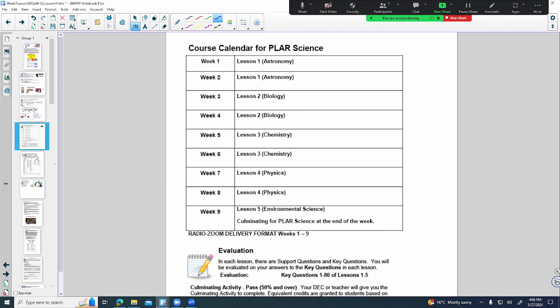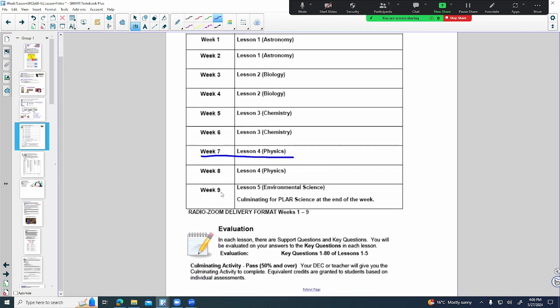So we are here, week 7, lesson 4, physics. We might not need all 4 classes because lesson 4 is shorter, so we might only have this week to do physics. We will be finishing up lesson 3 today, and then we will start with lesson 4 physics.